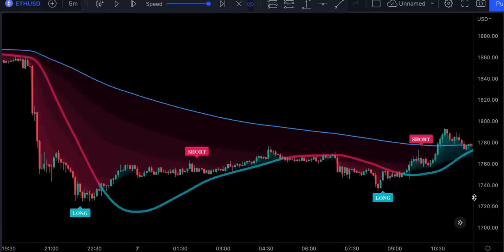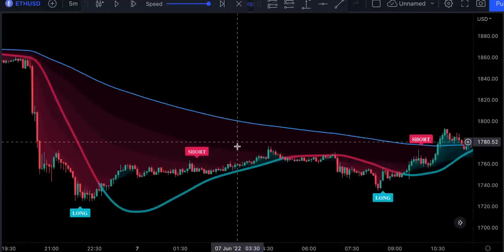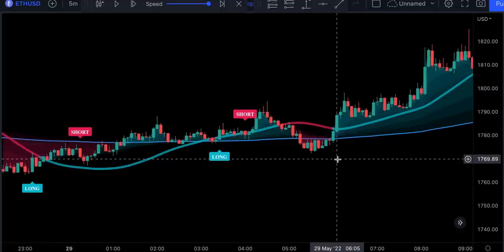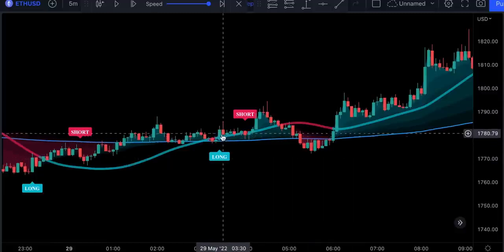Right away we can see that this strategy does not issue a lot of signals, and we have to be patient and wait for the criteria to be met. But once you do get a valid entry, that signal will usually be successful.